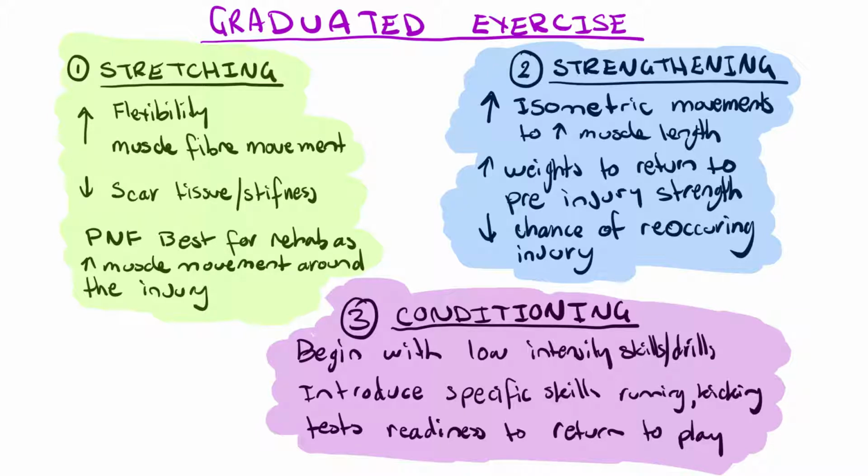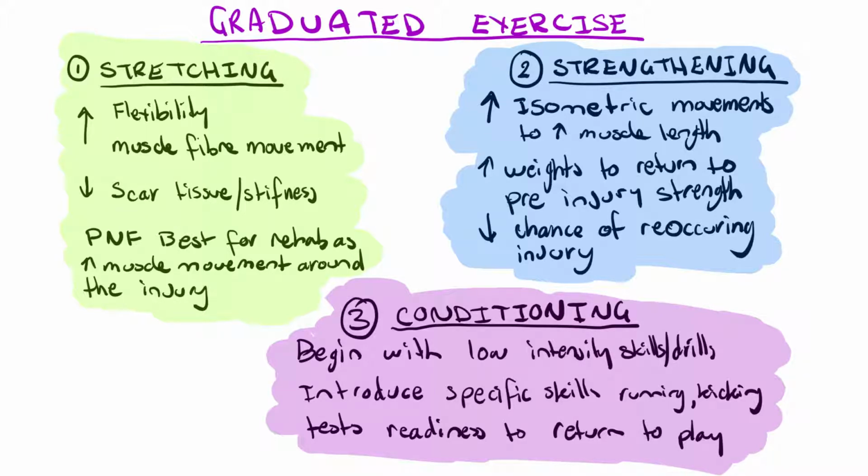injury while stretching. Now, for stage 2, we look at strengthening, and this is all about trying to strengthen the ligaments and the muscles around where the injury has occurred. And what you want to try and do is increase isometric movements, as this increases the muscle length. And if we're increasing muscle length, that means we're increasing flexibility and movement around the joint or the injury. Over time, you can increase the weights to return to the pre-injury strength.